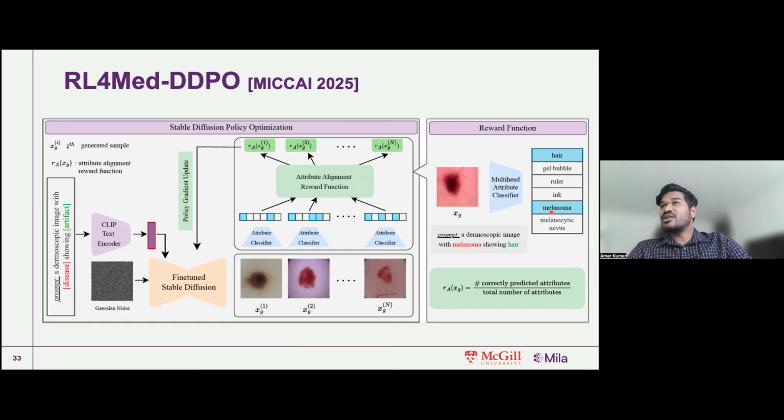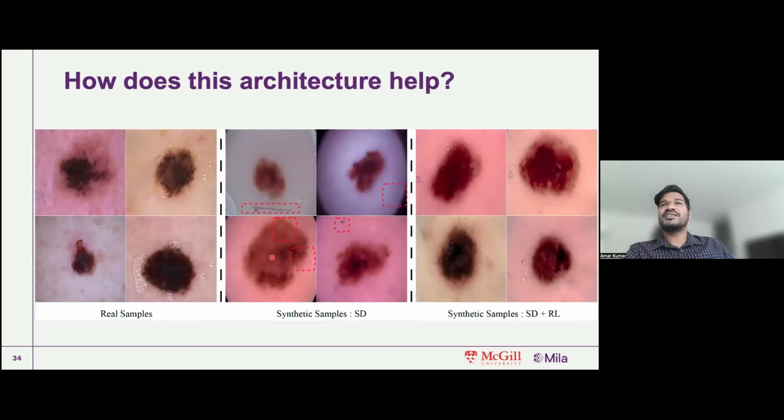So once those artifacts and those attributes are identified, we have a policy gradient update, similar to a reinforcement learning based fashion. And this further fine-tunes the stable diffusion, and done recurrently, this does better image-text alignment.